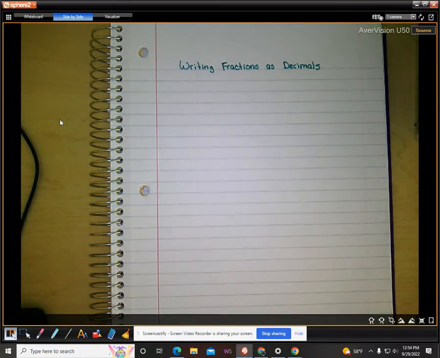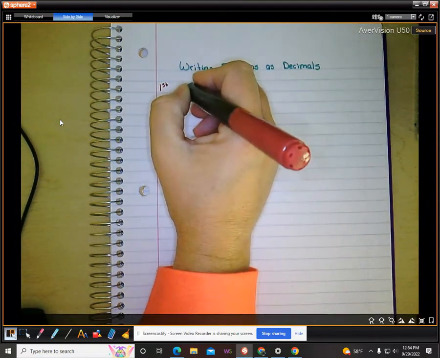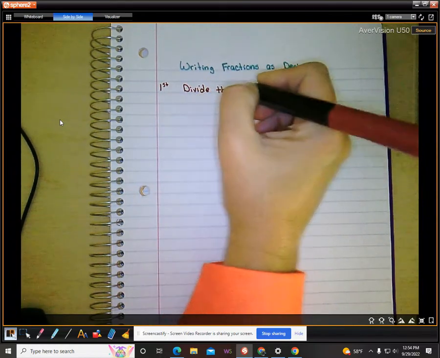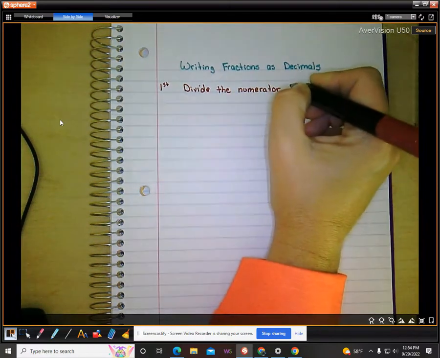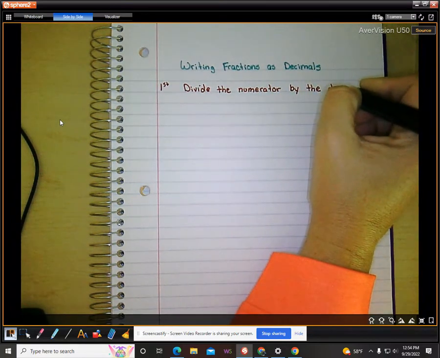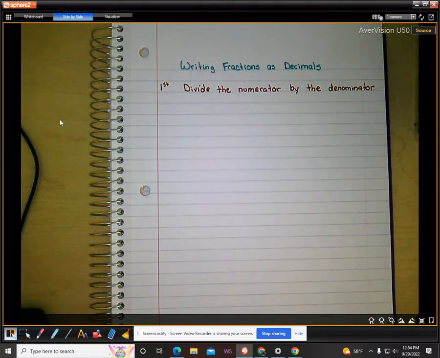So to write a fraction as a decimal, you are going to divide the numerator by the denominator. Okay, so it's just simply division. Anytime you have a fraction and want to change it to a decimal, you're using division. You're dividing the numerator by the denominator.